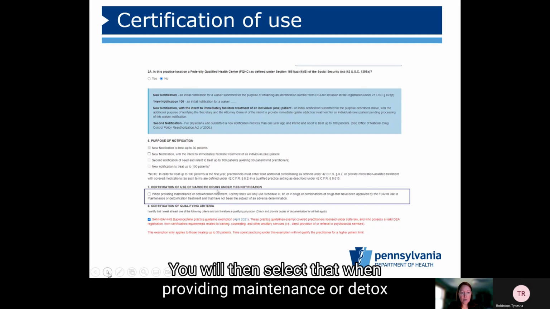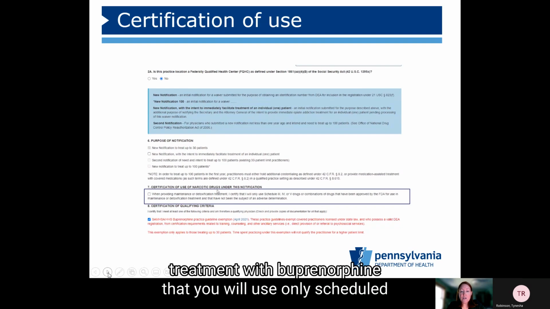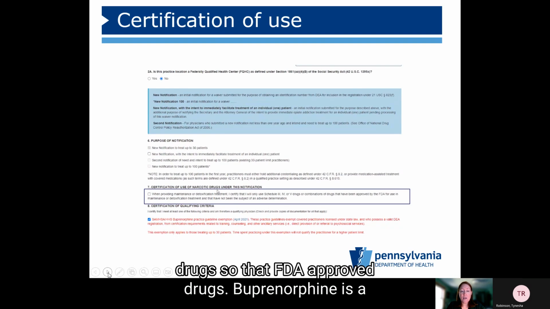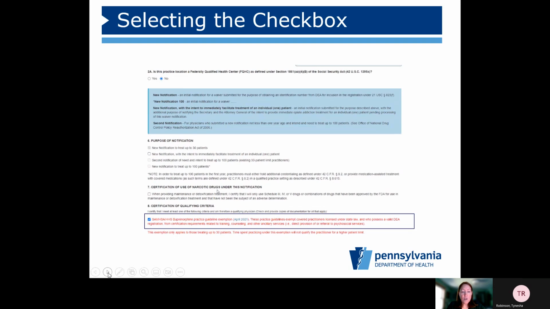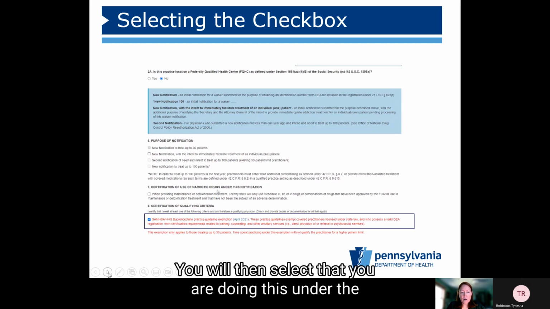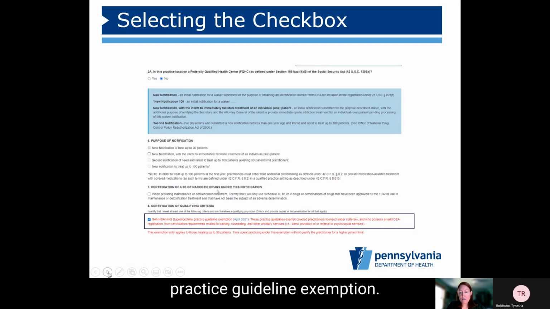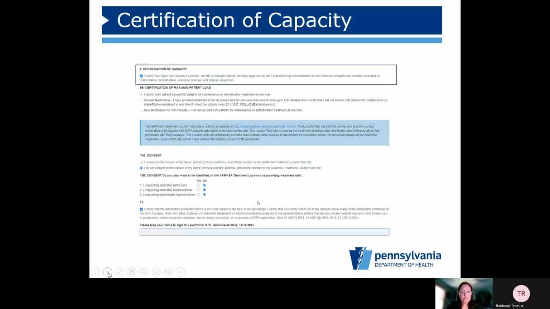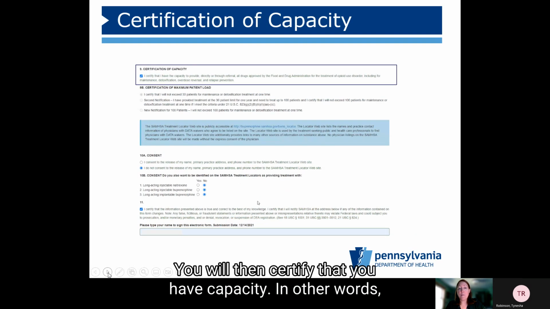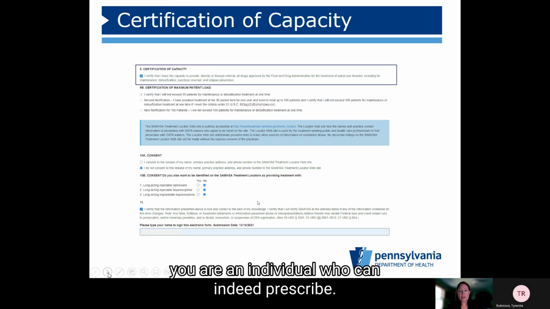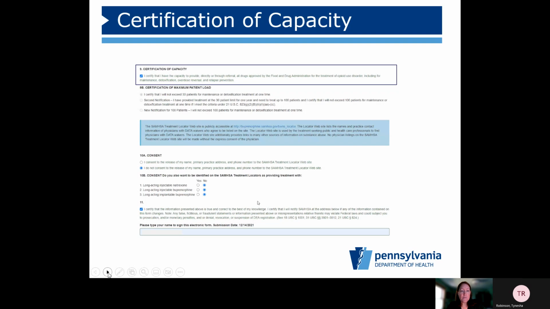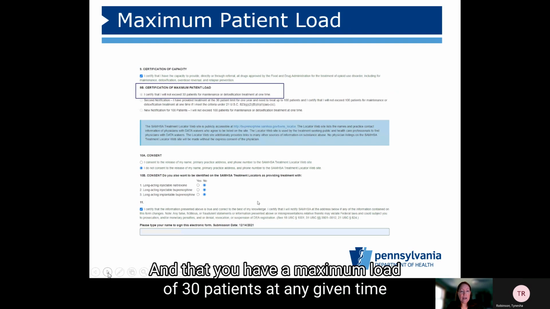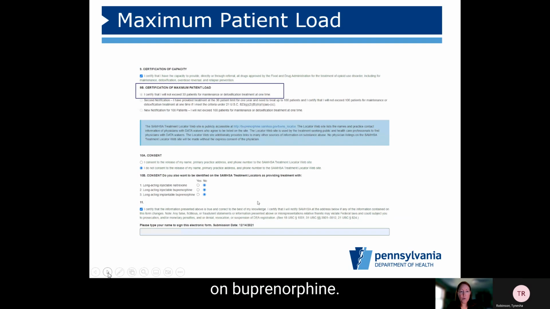You will then select that when providing maintenance or detox treatment with buprenorphine, that you will use only scheduled drugs, so FDA approved drugs. Buprenorphine is a Schedule III drug. You will then select that you are doing this under the practice guideline exemption. You will then certify that you have capacity. In other words, you are an individual who can indeed prescribe, and that you have a maximum load of 30 patients at any given time on buprenorphine.